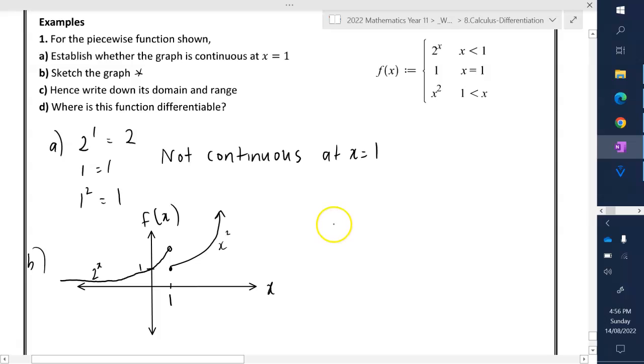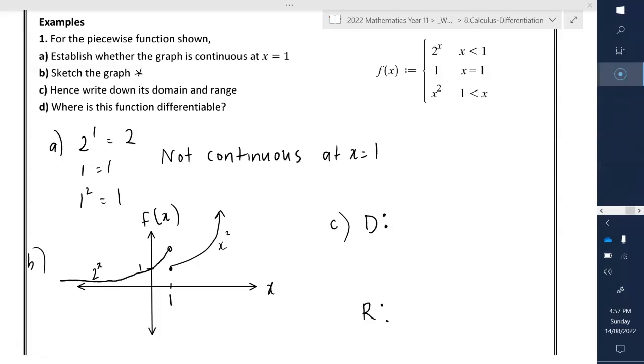Let's have a look at part C. We want to do the domain, and we want to do the range. Okay, so let's have a look at our x values for the domain. Remember, domain is x, range is our y or our f of x value. So the domain, we can have all values of x occurring along here, all values of x occurring even along here, because we've got one of those points here, and all values of x occurring along there.